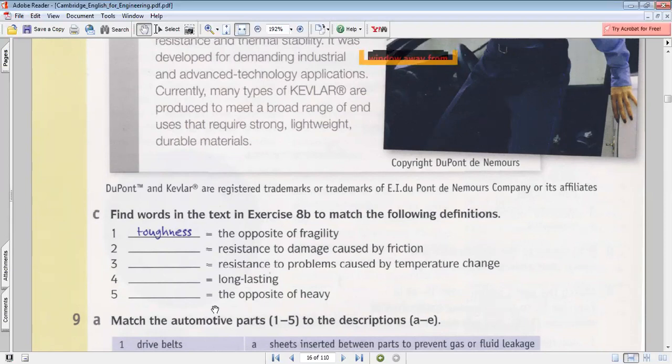Toughness, which means صلابة. So it's the opposite of fragility. Fragility, its adjective is fragile. We remove I, T, Y and add E, and it becomes fragile. Fragile: هش ضعيف. Tough is the opposite of fragile.